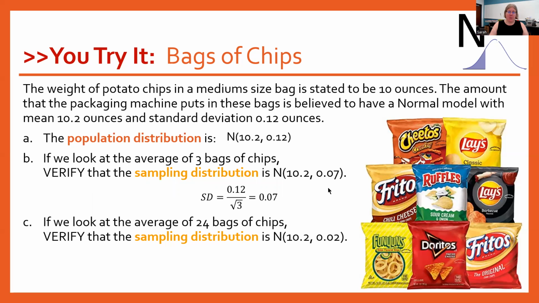And now if they change the sample size to 24 bags of chips, I'm going to do the same thing. I'll take the 0.12 and divide by the square root of 24. And so therefore my sampling distribution is normal, 10.2 and 0.02.